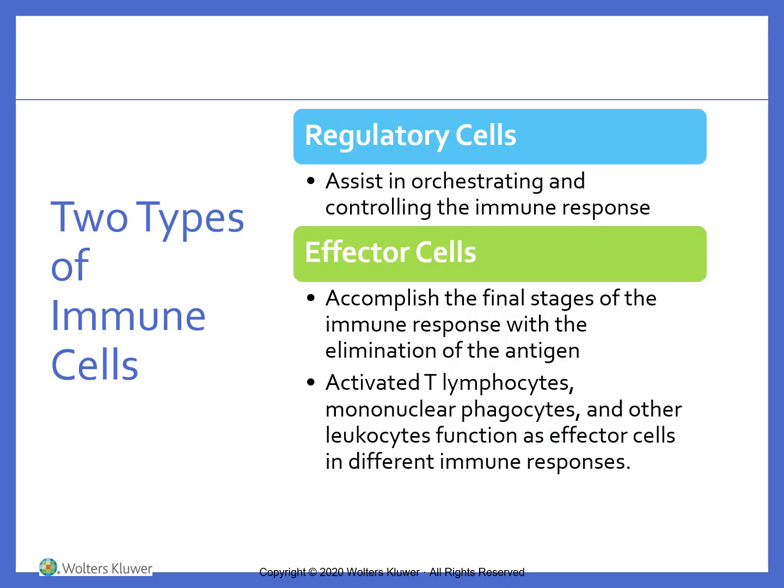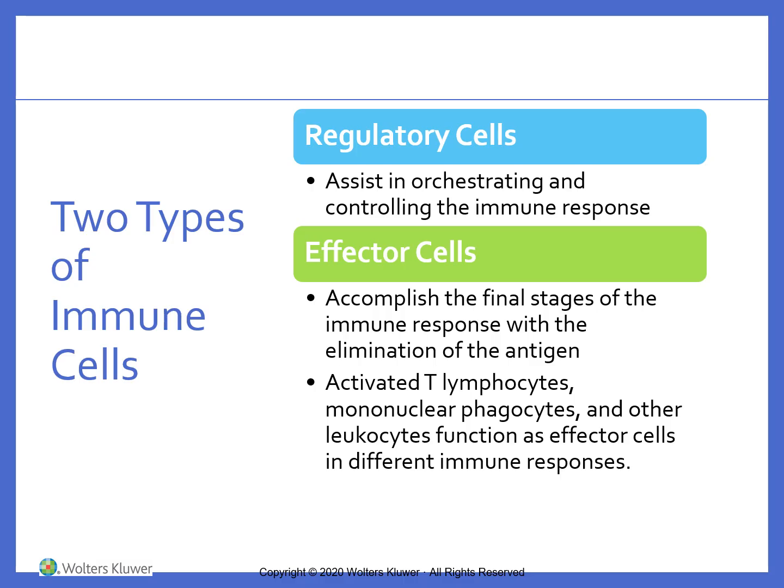So functionally, there are two types of immune cells, regulatory cells and effector cells. The regulatory cells assist in orchestrating and controlling the immune response. Effector cells carry out the elimination of the antigen.